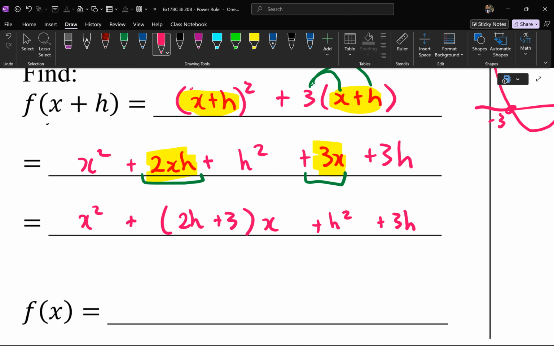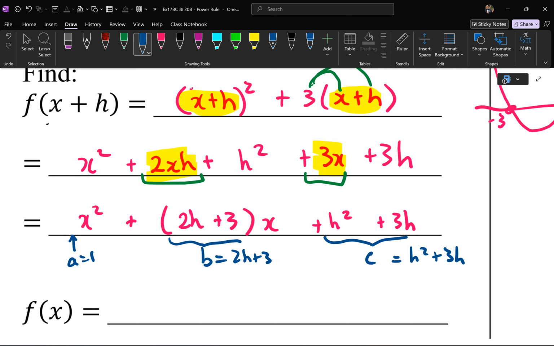Now, if this is confusing, you didn't have to do it this way. I just personally like to write it this way because it's more obvious that a is 1, b is 2h plus 3, and then c is h squared plus 3h. So if I had to use the quadratic formula, this is nice and easy to see. You don't have to do this step. It was just me doing it because I like looking things neater, but you don't have to do that.